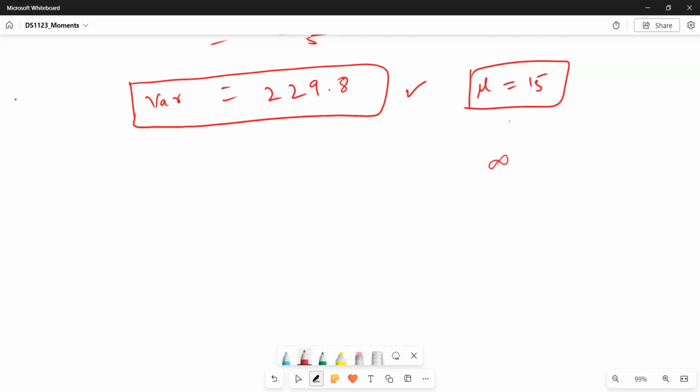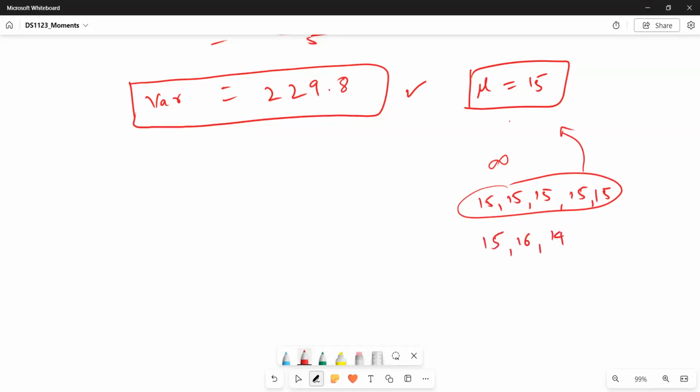For example, let's say we have our data, which contains the mean of 15, right? I can replicate this data, maybe 15 coming 5 times. The mean of this data is also 15. I can create multiple data points, let's say 16, 14, then maybe 14 and 16, right? The mean of this data is also 15, right?